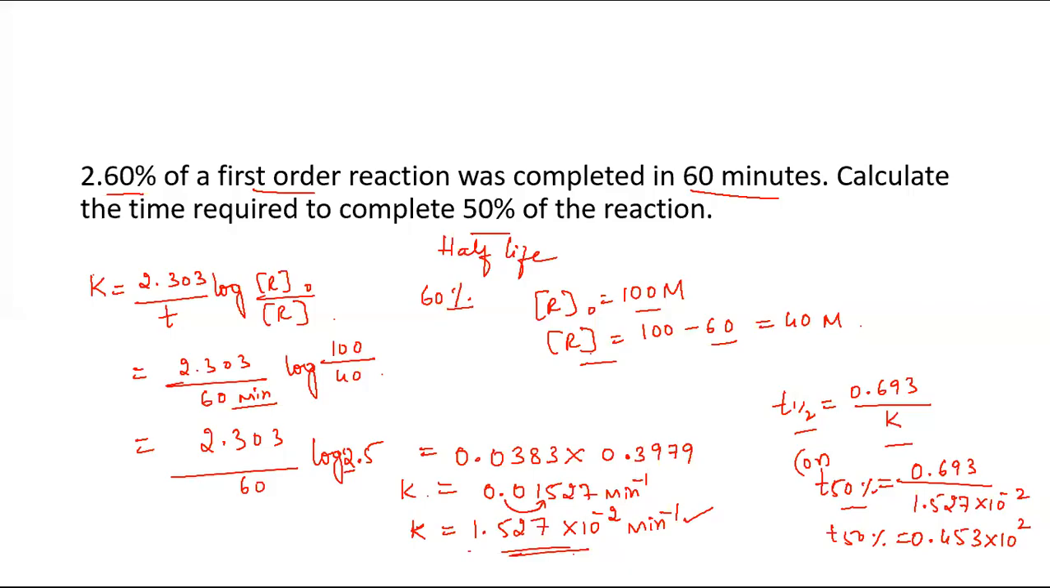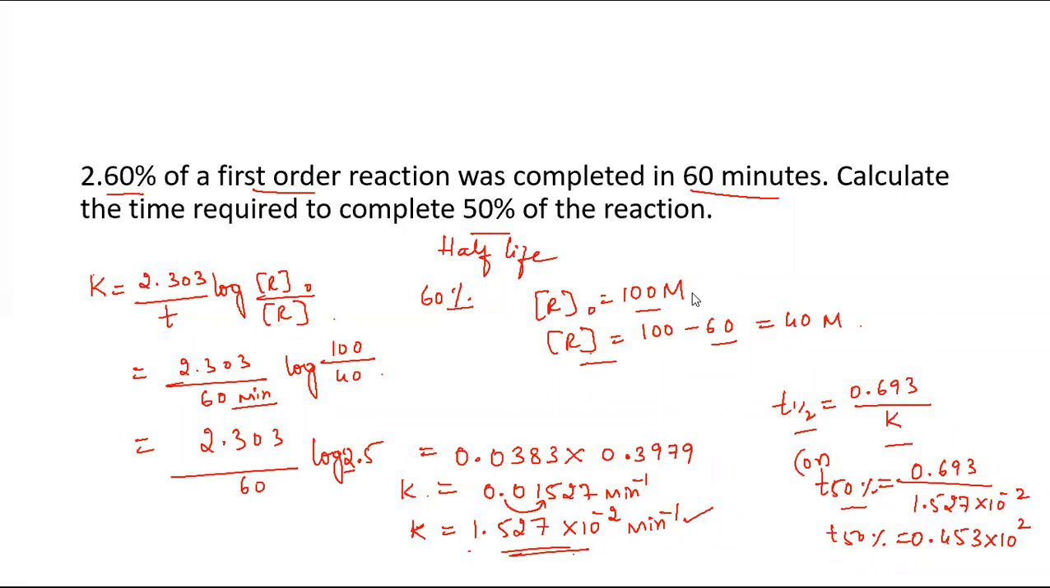Afternoon. Let's begin with the problem that was pending yesterday. 60% of a first order reaction was completed in 60 minutes. Calculate the time required to complete 50% of the reaction. That means they have given the initial concentration in percentage.